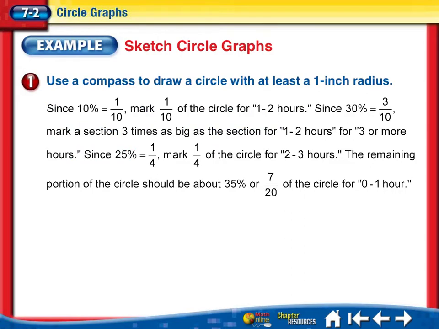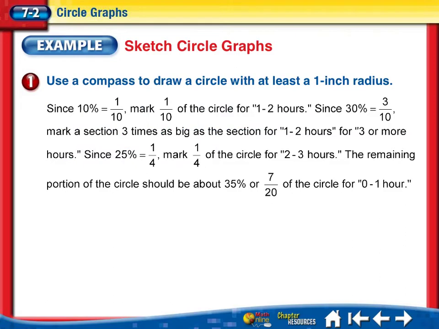Okay, so our objective is to learn how to sketch circle graphs. It says to use a compass to draw a circle with at least a 1-inch radius. You can actually take anything at home that has a circular shape and use it. It could be a cup from the kitchen or a saucer or a lid or a jar, anything that is circular. Okay? Since 10% is equal to 1/10, mark 1/10 of the circle for 1 to 2 hours.